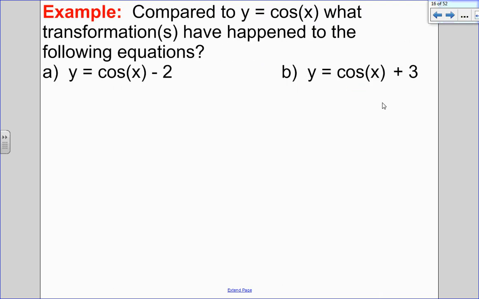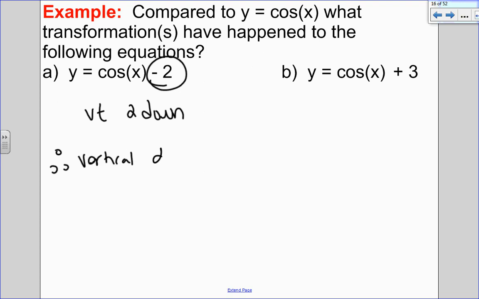So let's try this one here. Compared to cos x, what transformations have occurred? Here my D value is negative 2. So I know that that means a vertical translation of 2 units down. But let's use the trig term. Therefore, I can say there is a vertical displacement 2 down.